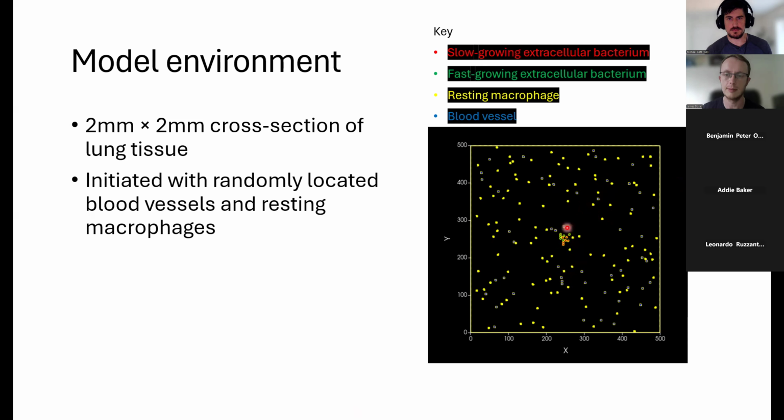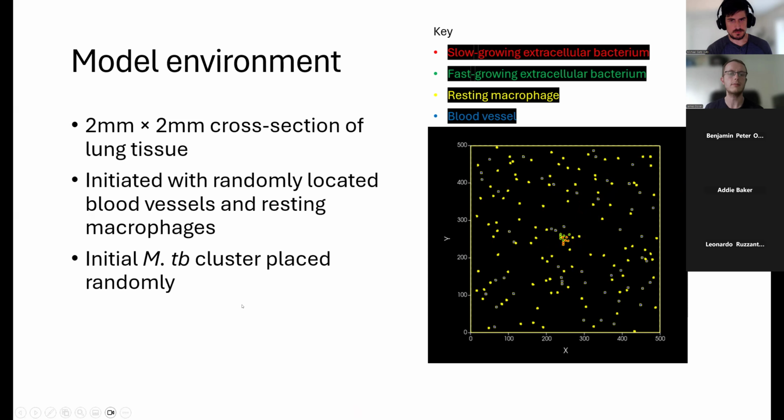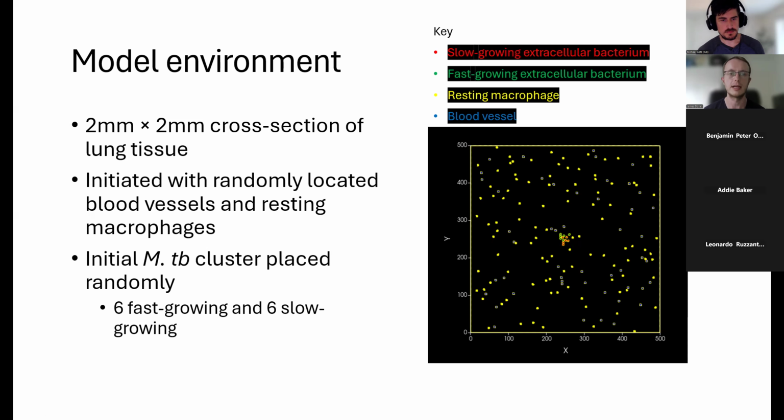And as you can see, in the middle of the domain, in this case, we have our red and green cells. These are the extracellular bacteria at the very start of the simulation. In this case, they were centrally placed, but in general, we start our simulations off with them being placed randomly throughout the domain. It's been found typically that the infecting dose will be on the order of about 10 to 100 MTB. So we started all our simulations off with 6 fast-growing and 6 slow-growing bacteria.